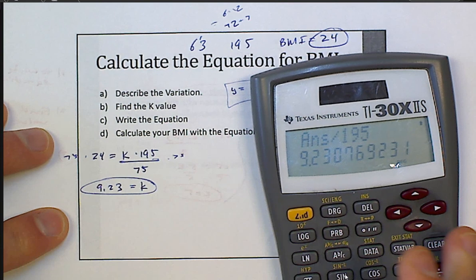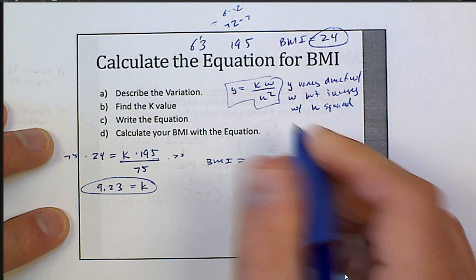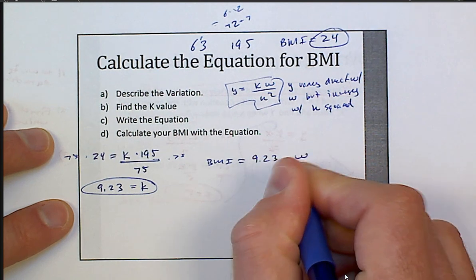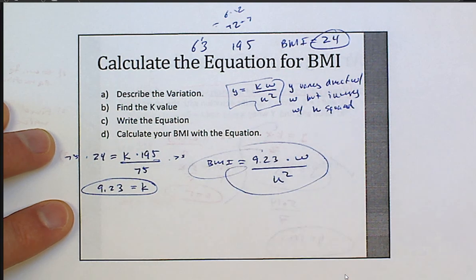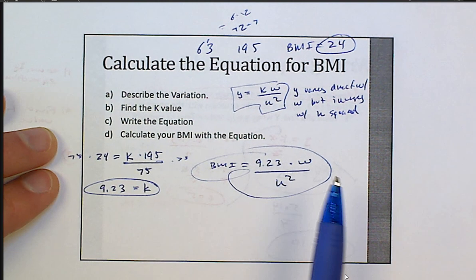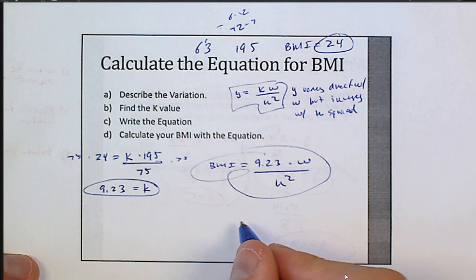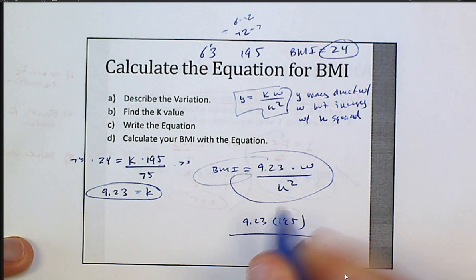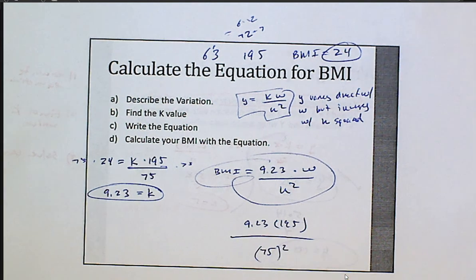And then it says write the equation, so I would have my BMI is equal to 9.23 times my weight over my height squared. That would be your equation. And then calculate your BMI with the equation. If you want to calculate your BMI with the equation, you can. You don't have to. I'll just give you an example. If I put in my 9.23 times my weight, which is 195, over my height, which is 75 inches squared, I should get the answer that I have. Okay?